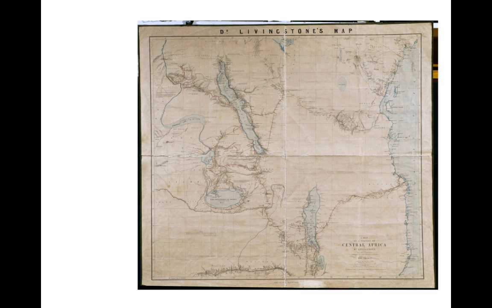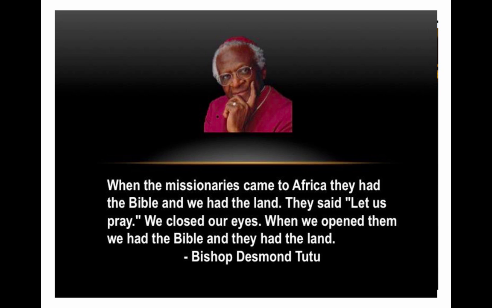And I think this is best summed up in this quote, which has been attributed to a lot of people. It's been attributed to Jomo Kenyatta, who we'll learn about in the independence movements of Africa. It's been attributed to other people, but most often I see it attributed to Desmond Tutu, who is a bishop in South Africa. We'll talk about him more later. But the quote is, "When the missionaries came to Africa, they had the Bible and we had the land. They said, 'Let us pray.' We closed our eyes. When we opened them, we had the Bible and they had the land."